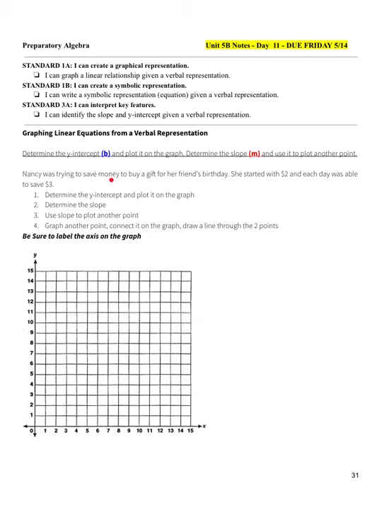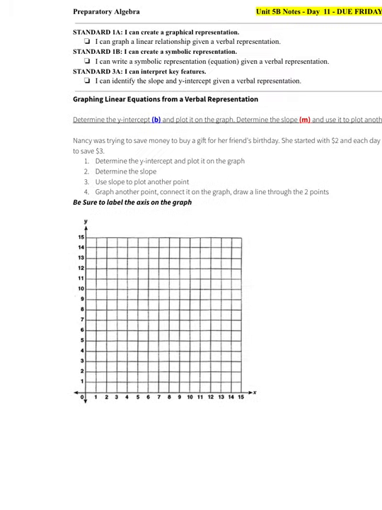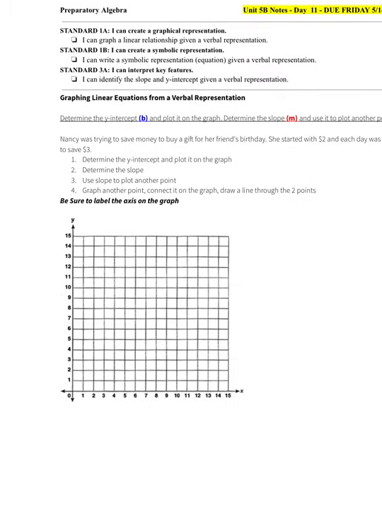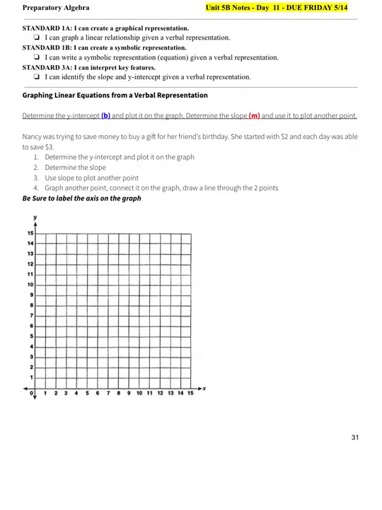Nancy was trying to save money to buy a gift for her friend's birthday. She started with $2, and each day she was able to save $3. Okay, so I know that I'm going to have to graph this, and the graph needs to be labeled. So I need to determine the relationship right here, and I can see that she is saving money. So she started with $2, and then each day she was able to save $3.